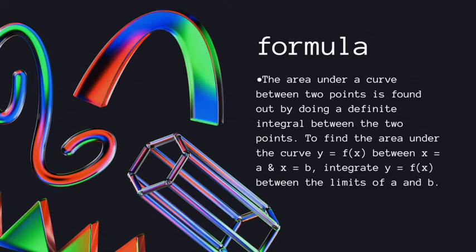So the formula for the area under a curve: the area under a curve between two points is found by doing a definite integral between the two points. To find the area under the curve y equals f of x between x equals a and x equals b, integrate y equals f of x between the limits of a and b.